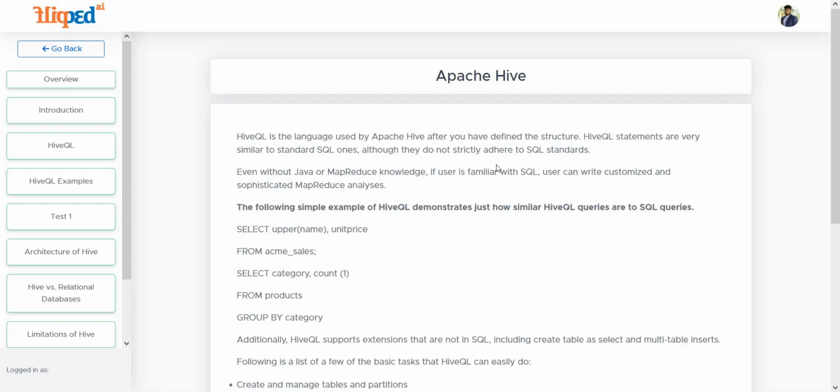So if I need to move back to HiveQL, I know SQL, I can go towards that. Even without Java or MapReduce knowledge, if a user is familiar with SQL, so if I do not know Java, MapReduce or the Hadoop architecture, I can write customized, sophisticated MapReduce analysis on Hive. It is much simpler.